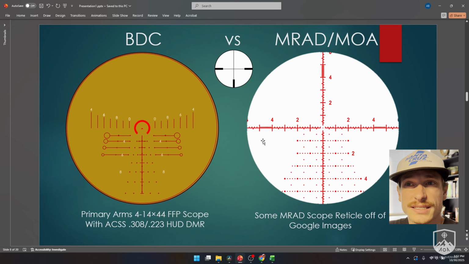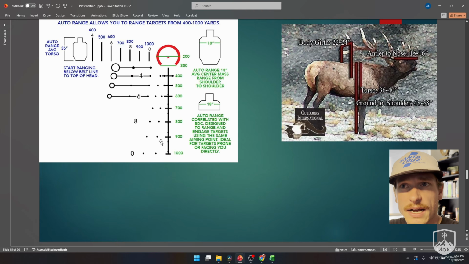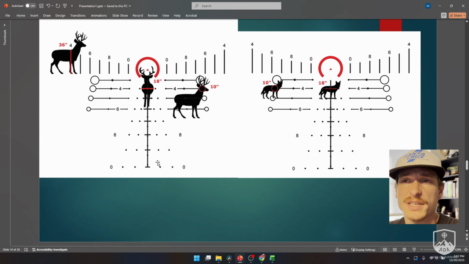Now, if you have a BDC, like the one I have here, it gets a lot easier. You don't have to look down at your calculator or at your dope card at all. I'll show you how that works now. This particular BDC has three measurements. It has a 36-inch measurement, an 18-inch measurement, and a 10-inch measurement. It just so happens that the average deer shoulder is 36 inches tall, and the average width of a deer is 18 inches wide.